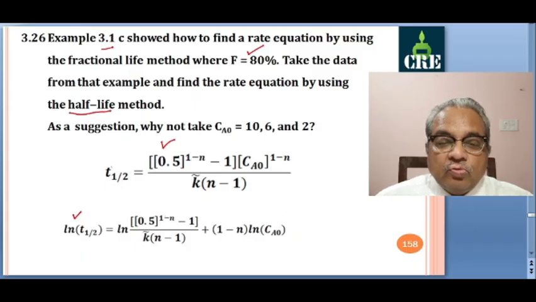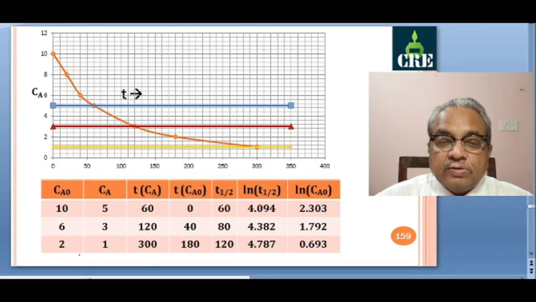So if I want to represent the data on a straight line, I will plot ln of T half as y and ln of CA0 as x, and we will get a straight line of the form y equals mx plus c, where m, the slope, will give you the value of 1 minus n. From the slope you can easily find the order n, and the anti-log of the intercept will give you this constant value. N is known, now only k is unknown, and you can find it easily.